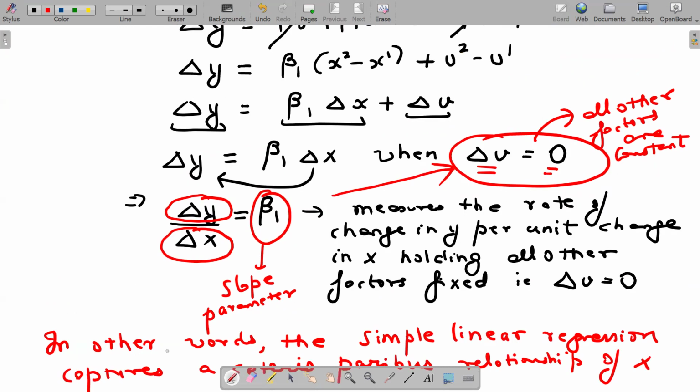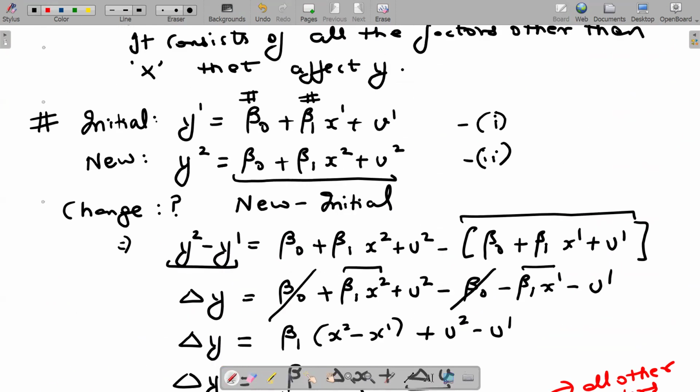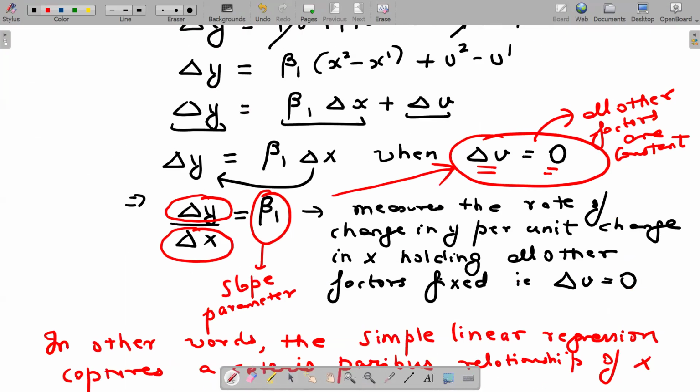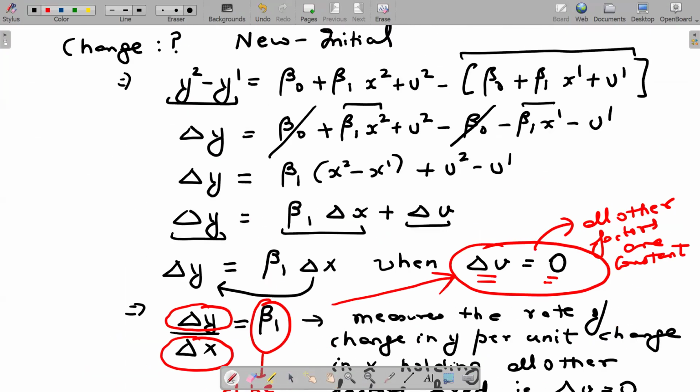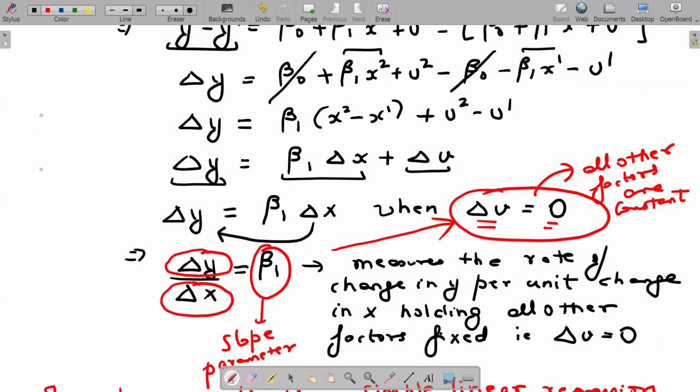So I'm quickly revising this portion again. Okay, we were trying to do what? We were trying to, after all, interpret beta 1. Beta naught is the intercept term. Beta naught simply tells us the value of y when x takes the value 0. So what we are mainly interested in doing is to interpret the beta 1 parameter. Now, how do we interpret the beta 1 parameter?